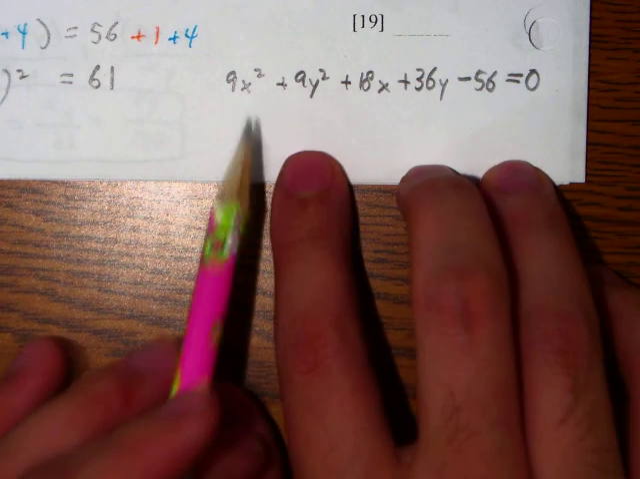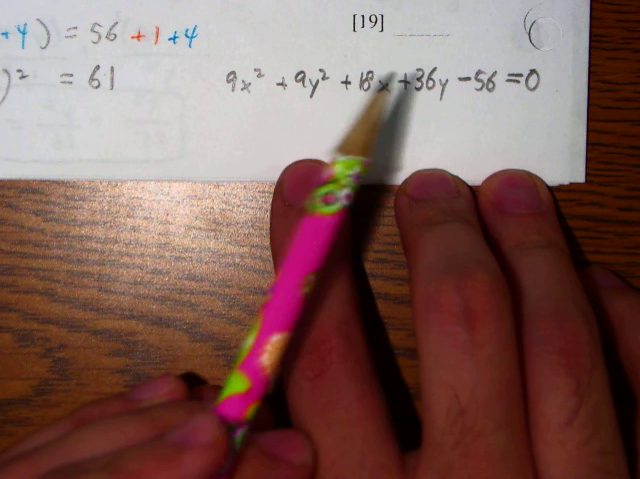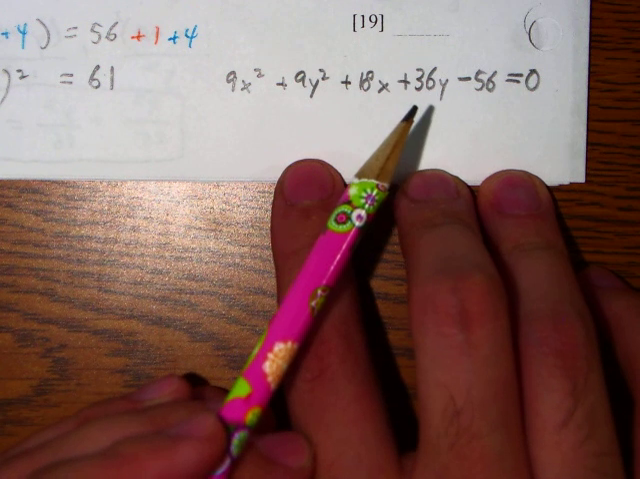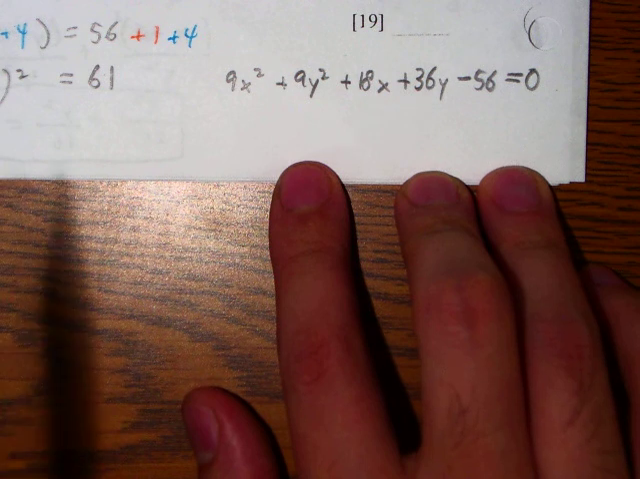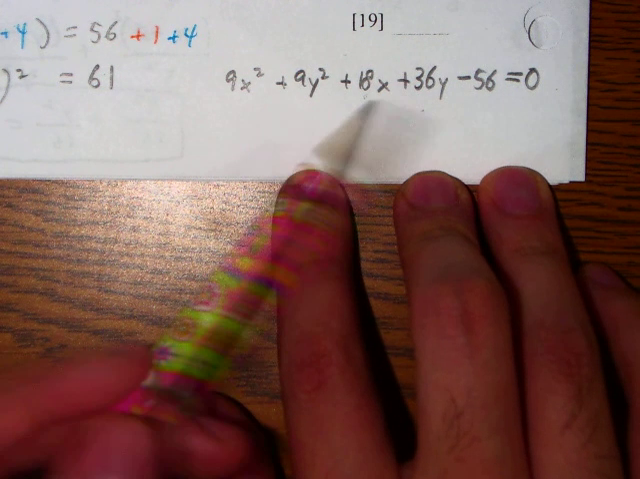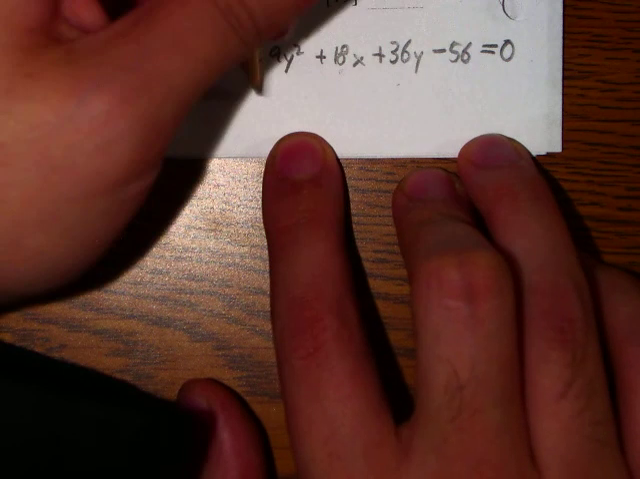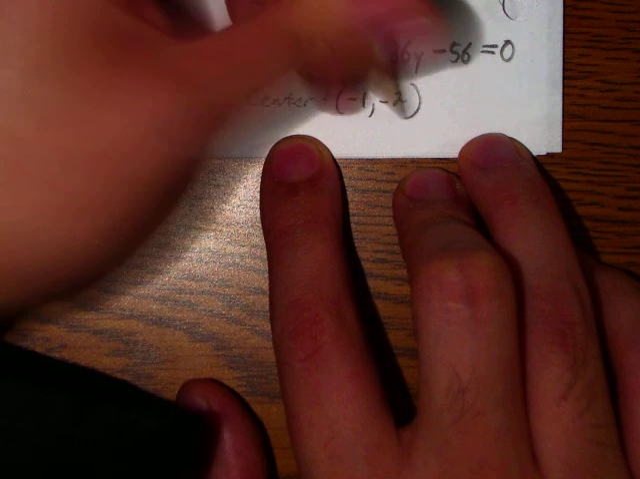Here, the leading coefficients are 9. So what we need to do is divide both of these numbers by 9. So it would be 2 and 4. And then we could use that trick. We could take the half. So again, it would just be 1 and 2, the negative, (-1, -2). So just looking at this equation, I can already say the center will be (-1, -2).